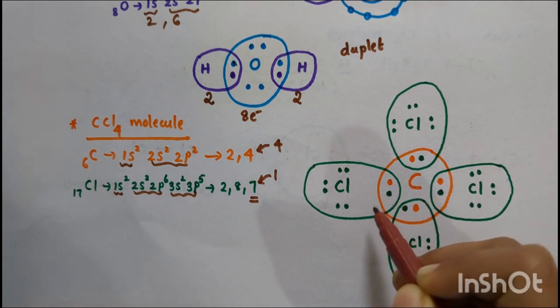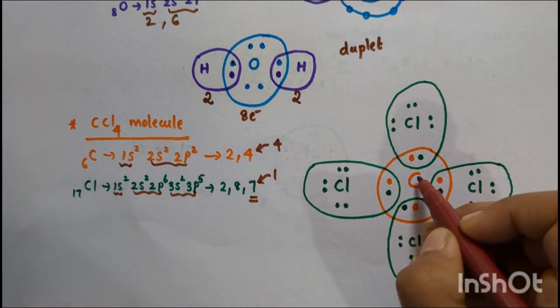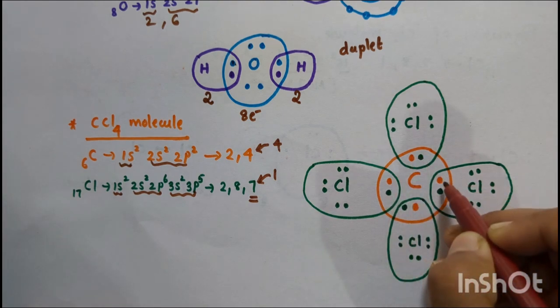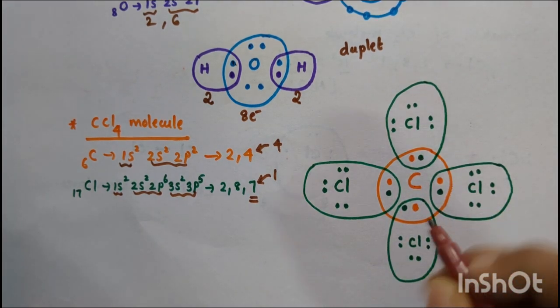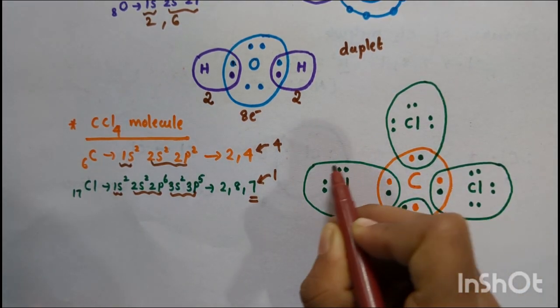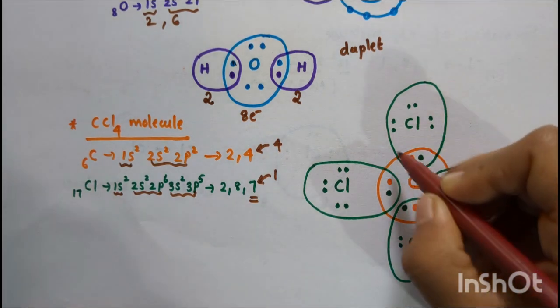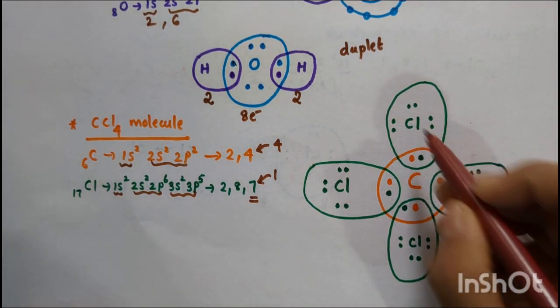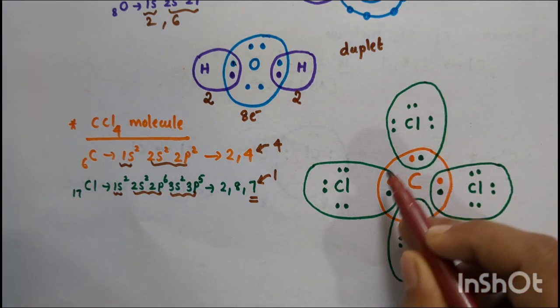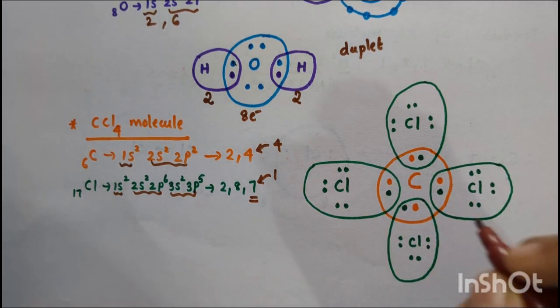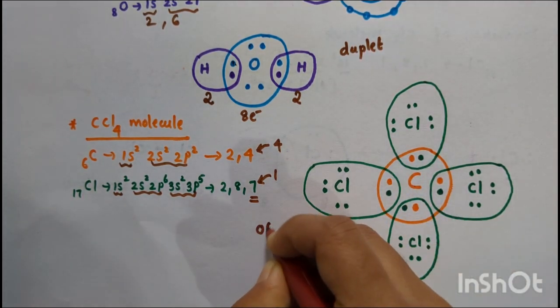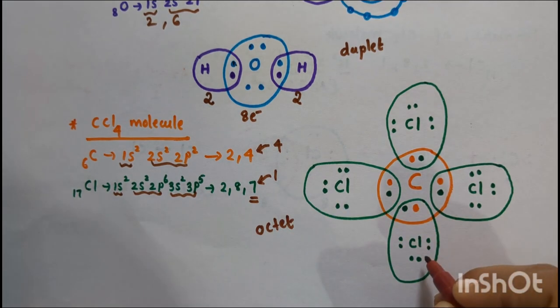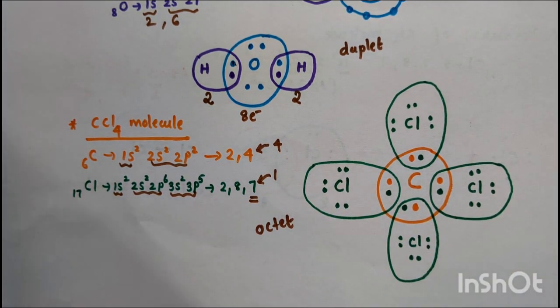So when they share electrons, what happens? Now this carbon atom has 2, 4, 6, 8 electrons in its valence shell. This chlorine atom also has 8 electrons in its valence shell. This chlorine atom also has 8 electrons in its valence shell. So each of the 4 chlorine atoms along with the carbon atom attains an octet of electrons. Octet of electrons means 8 electrons in its outermost shell.